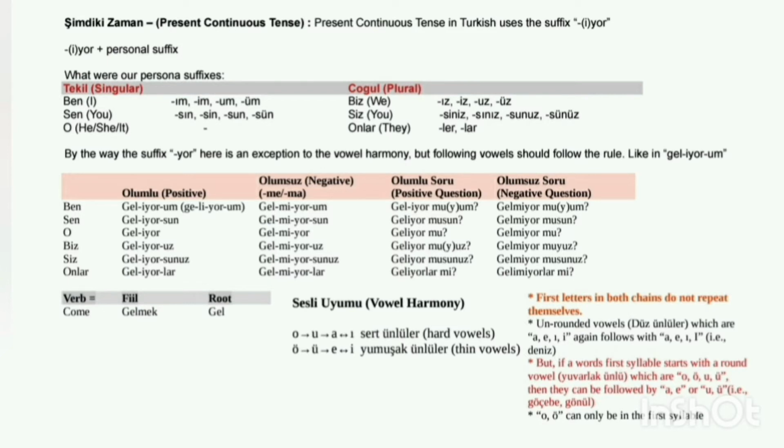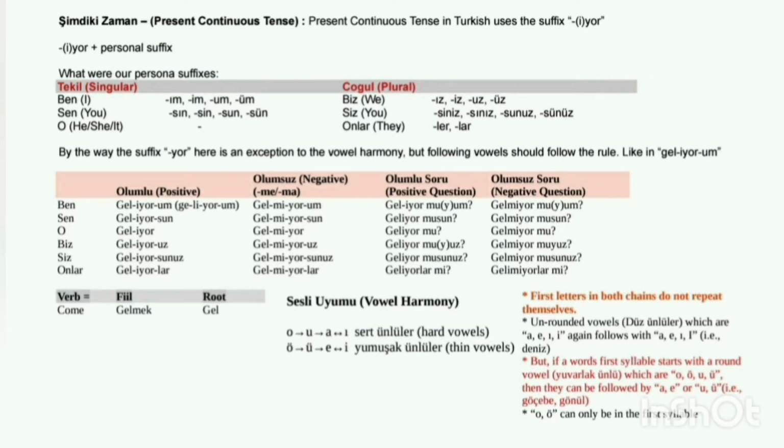As you can see, it is following the vowel harmony. The second chain, yumuşak ünlü, thin vowel chain. So geliyorum. Gel has e, after that i came. But iyor, as we said, doesn't follow the rule, but the suffix after iyor has to follow. So after o, u comes. Geliyorum. By the way, syllables are changing here. Geliyorum. It's becoming like this. So sen geliyorsun. O geliyor. Biz geliyoruz. Siz geliyorsunuz. Onlar geliyorlar.